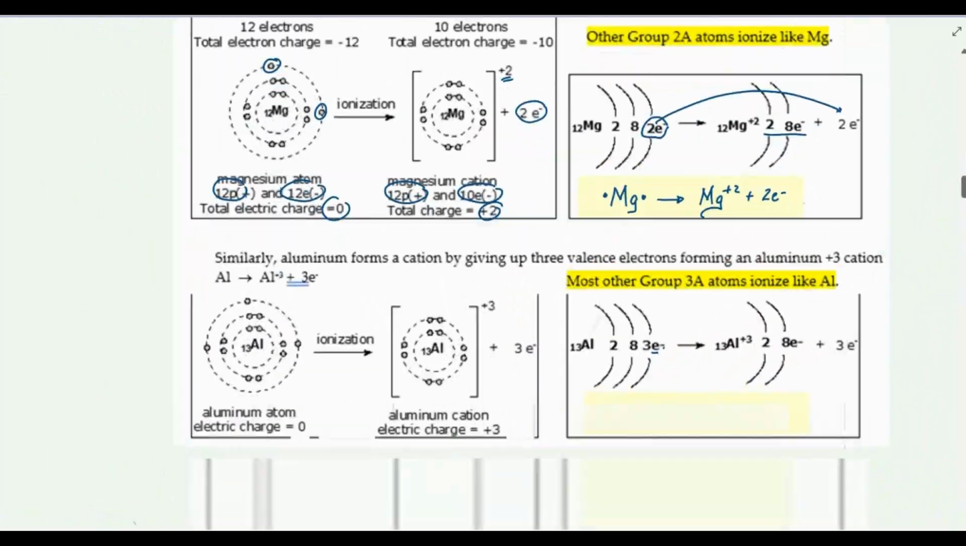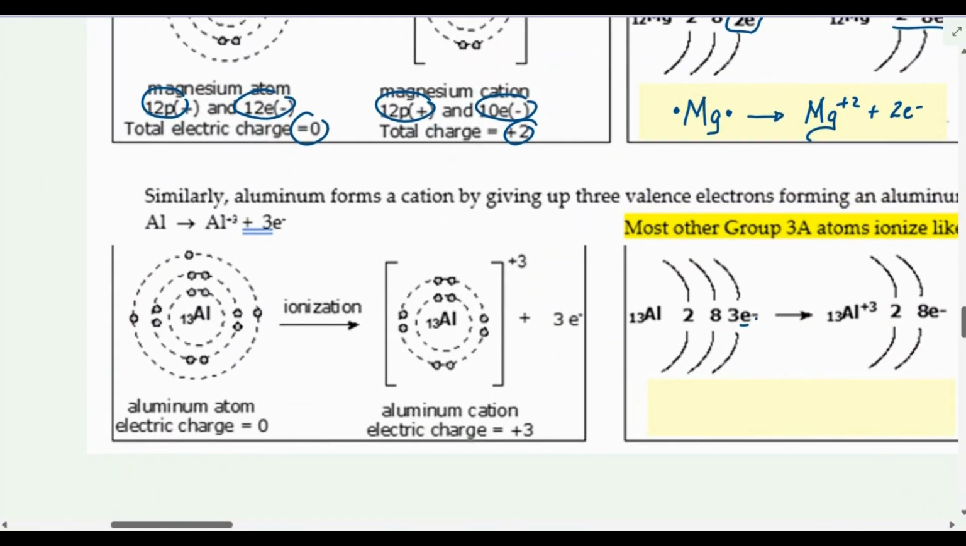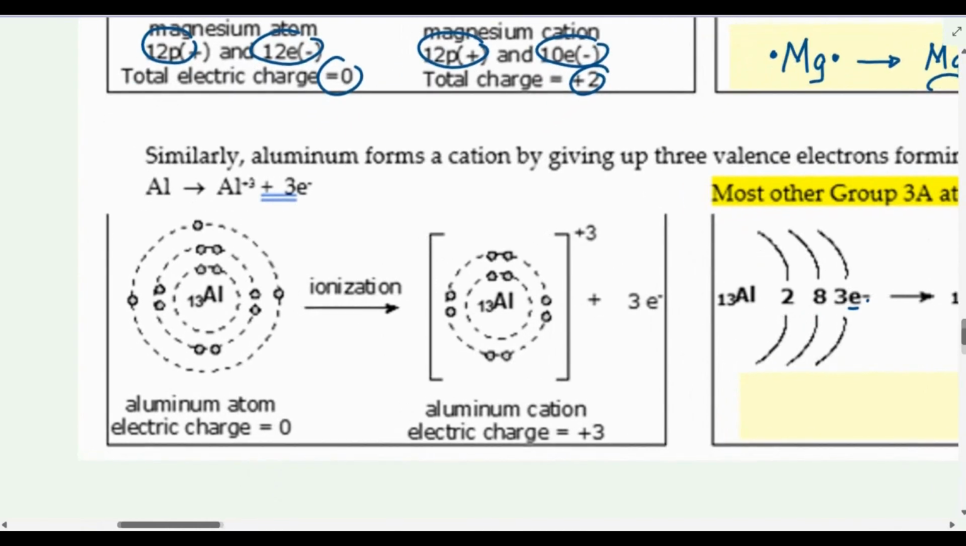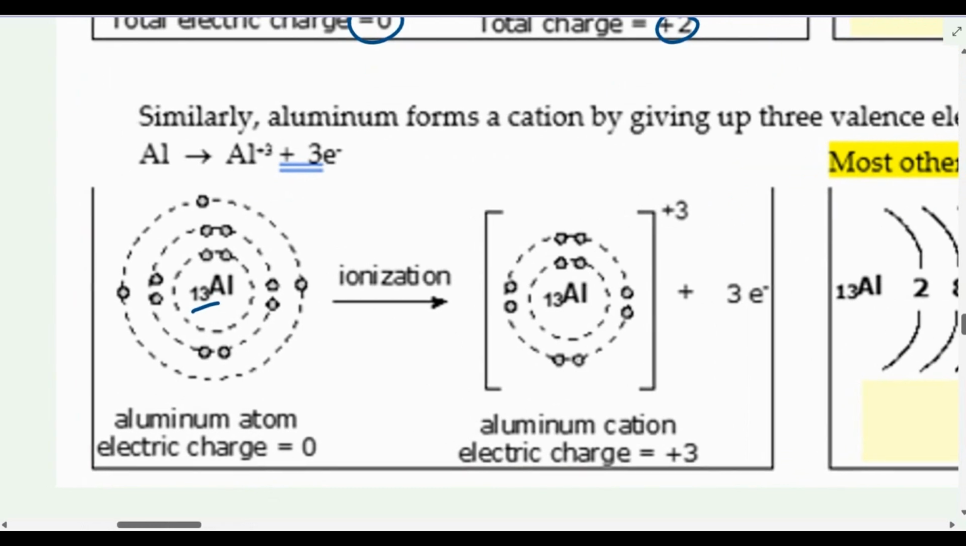How about group 3A? We have aluminum, gallium, indium, and thallium. Let's take aluminum. Element number 13 has 13 protons, 13 electrons, but 3 are in the valence shell. They react by losing the 3 electrons, and so the charge of the cation must be +3.